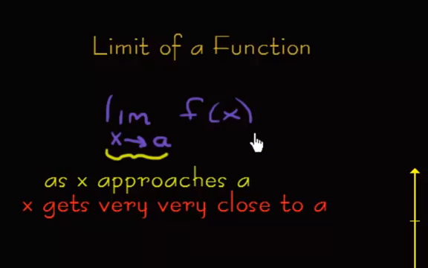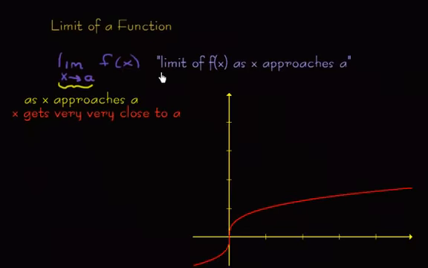So the notation that we have up here would be pronounced the limit of f of x, so that's our function, as x approaches a. In other words, when x gets very, very close to a. Now let's take a look at this graph that we have down here. Now a is going to be a particular x value, so let's say a is right here. And then I'm going to call this L for a moment.